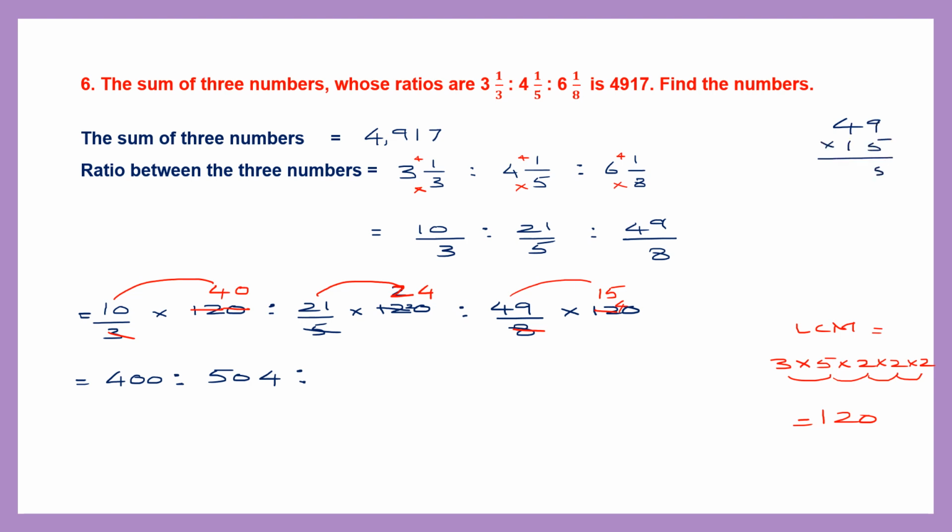5 nines are 45, carry 4. 5 fours are 20, plus 4 is 24. 0, 1 nines are 9, 1 fours are 4, plus 5. 4 plus 9 is 13, carry 1. 3 plus 4 is 7, we get 735. So here let's write is to 735. So this is the ratio between the three numbers. Okay, so we need to know this to find the numbers that we've been asked to find. 400 is to 504 is to 735.